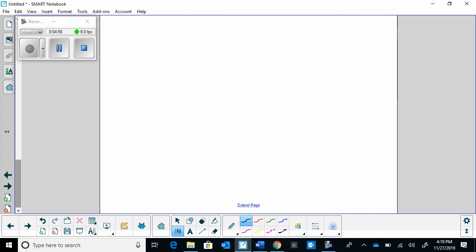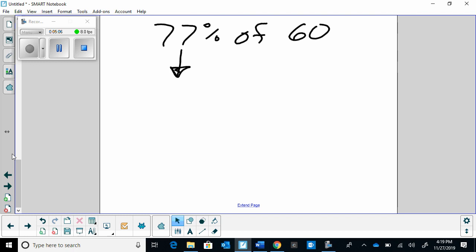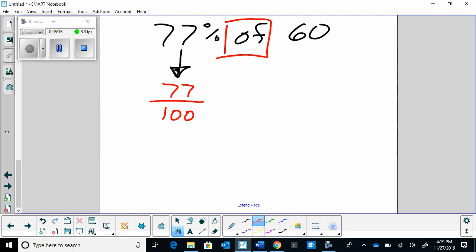The next way to solve 77% of 60 is using fractions. So what we want to do is convert the 77% into a fraction. The reason we know is that 77% is always out of 100, so I can always make this out of 100. We know that the word "of" can be replaced by multiplication anytime we're multiplying. And we also learned in the previous chapter that when we're multiplying by a whole number, that denominator is going to be 1. So then we need to go 77 times 60.